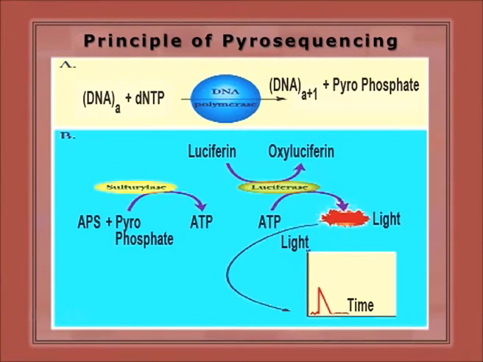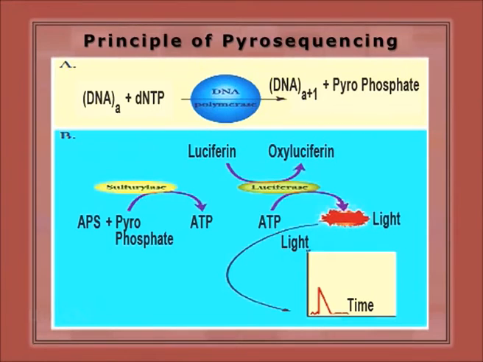You can see here that it is based on the very principle that during incorporation of dNTP there is release of a pyrophosphate molecule, and this pyrophosphate molecule then interacts with APS, and in the presence of sulfurylase enzyme it creates a molecule of ATP. And this ATP, in the presence of luciferin and luciferase enzyme, gets converted into oxyluciferin that emits light, and this light is then recorded.